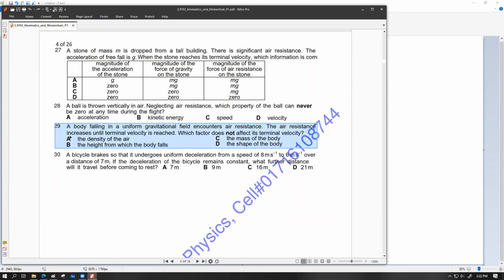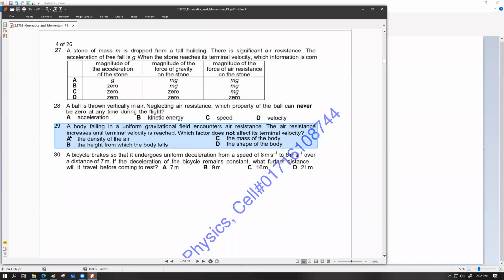A body falling in a uniform gravitational field encounters air resistance. The air resistance increases until terminal velocity is reached. Which factor does not affect its terminal velocity? Sorry, which factor does not affect the value of the terminal velocity? That's the bit that they are asking.